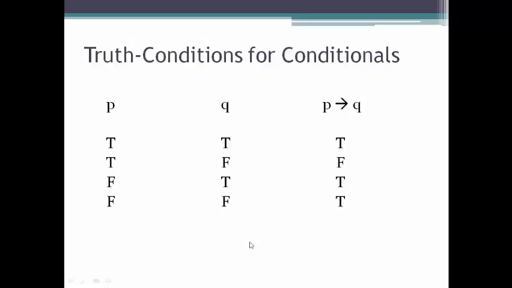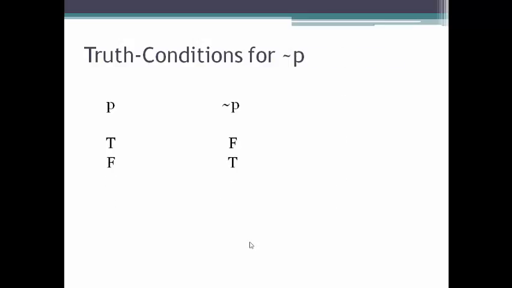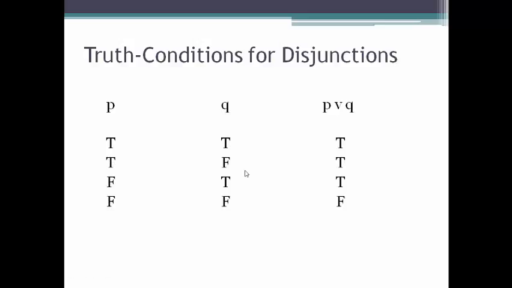And we can do the same thing with the other connectives. So the truth conditions for not P go like this. If P is true, then not P is false. If P is false, then not P is true. Truth conditions for disjunctions: as long as at least one of the disjuncts is true, the disjunction as a whole is true. And the truth conditions for conjunctions: in a conjunction, both P and Q have to be true. So the only time the conjunction is true is when both P and Q are true.